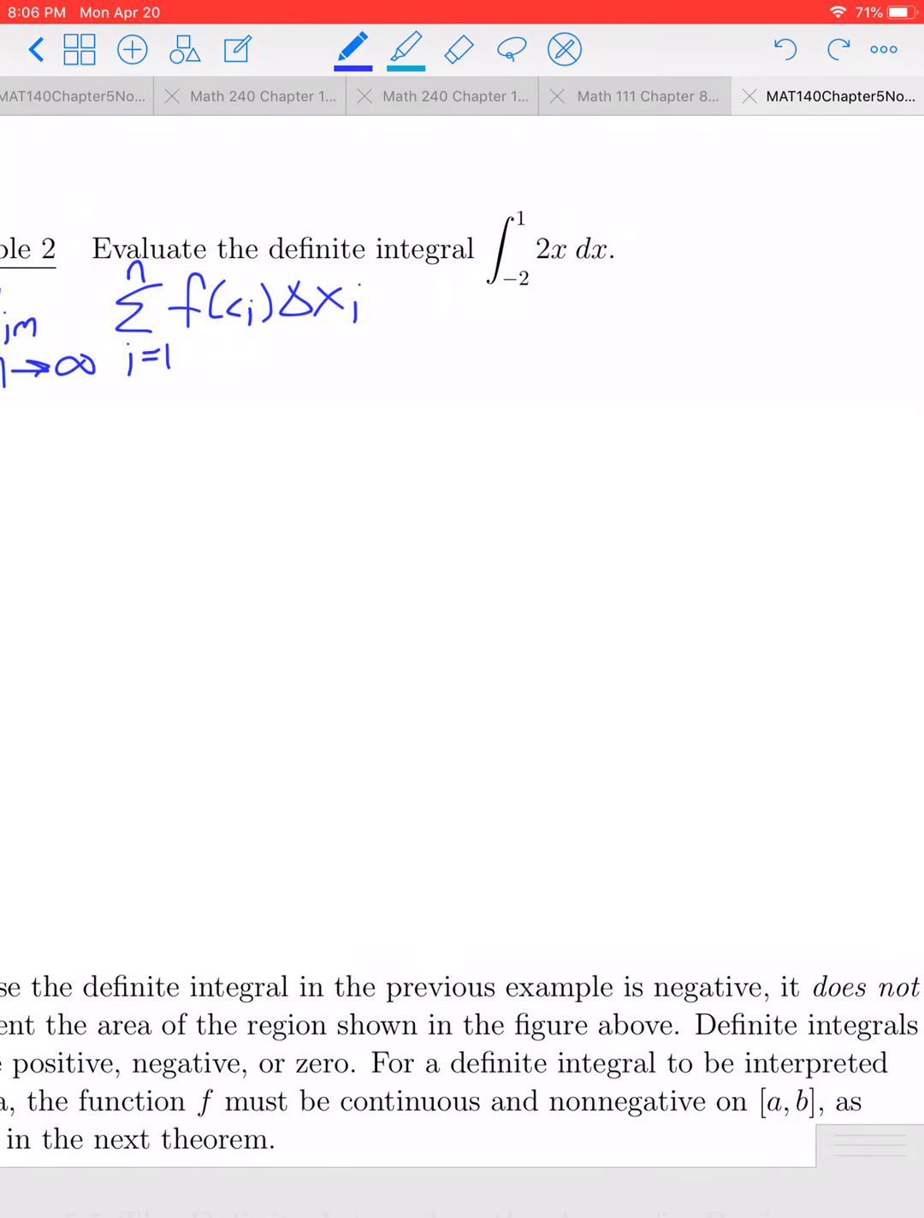Here, the reason why we would know that this definite integral is going to exist is if we look at the function 2x, that's a polynomial. Polynomials are continuous everywhere, so in particular, it'll certainly be continuous on the interval negative 2 to 1, which means that this function will be integrable.